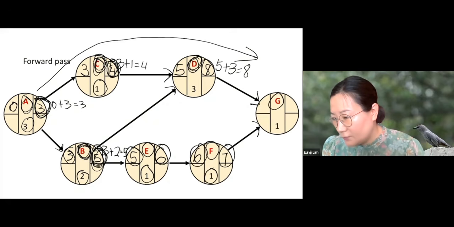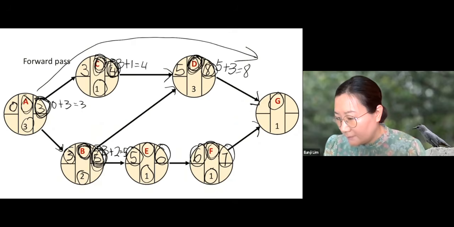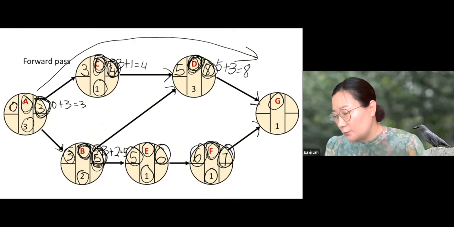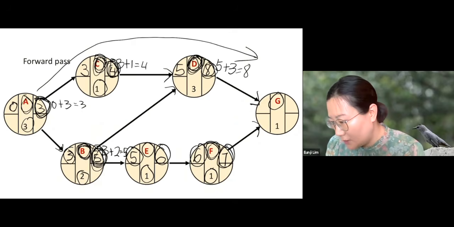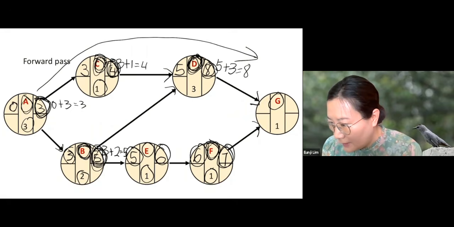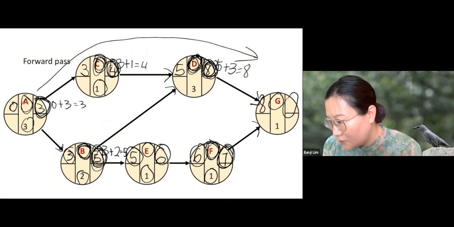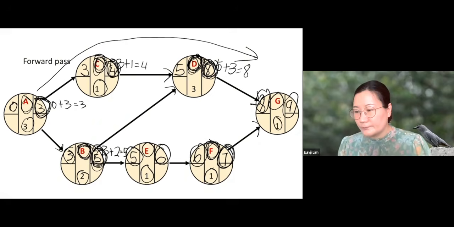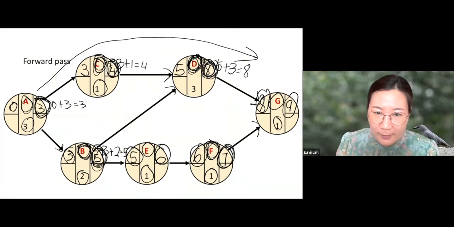Here's another challenge. We have two predecessors, D and F. And D is done at 8. F is done at 7. So when can we start working on G? If you have more than one predecessor, then we should take the latest value, the latest finish time, which is 8 in this case. And the earliest finish time of G is 8 plus 1, which is 9. Now we're done with the forward pass.